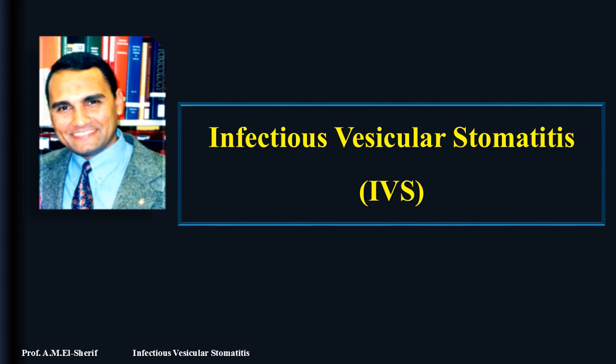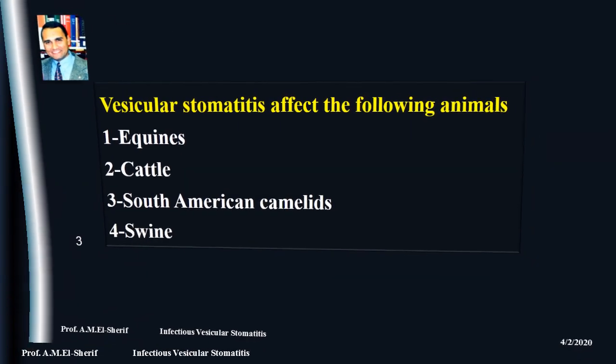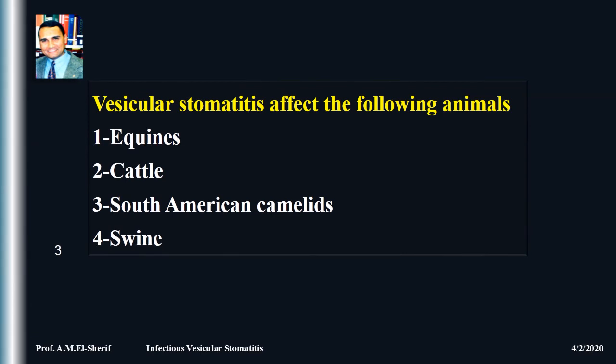Infectious vesicular stomatitis, IVS. Vesicular stomatitis is an infectious disease affecting the following animals: equines, cattle, South American camelidae or llama, and the swine.